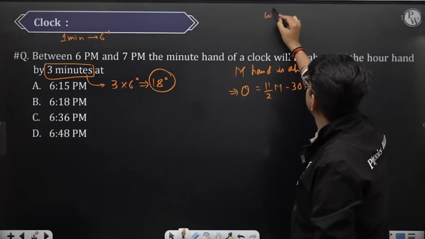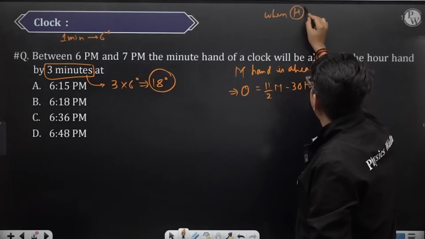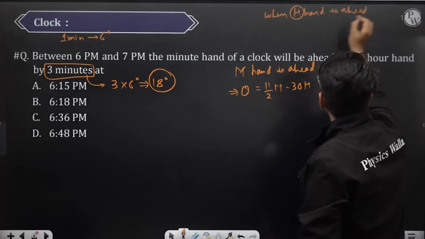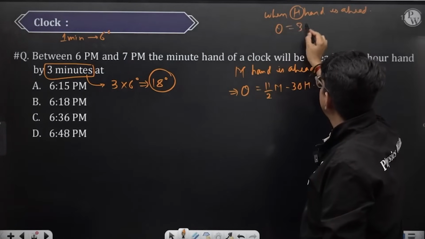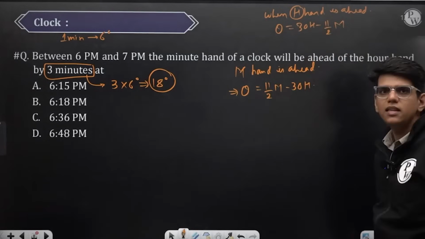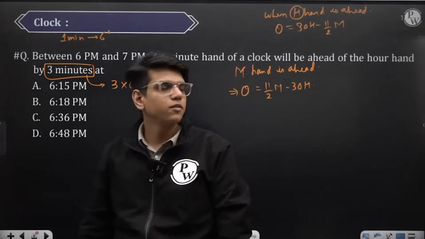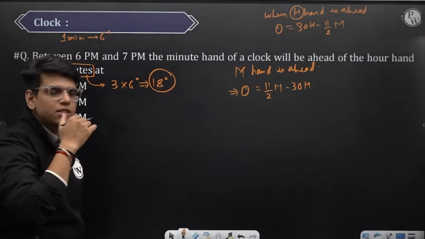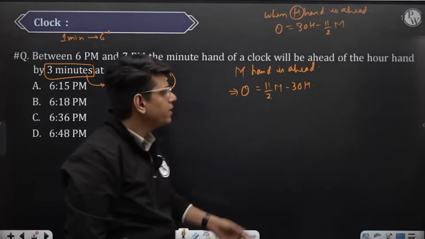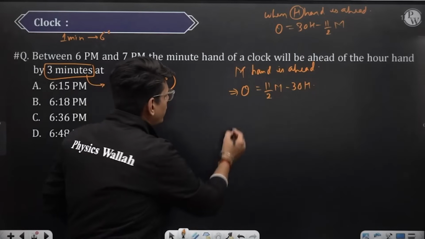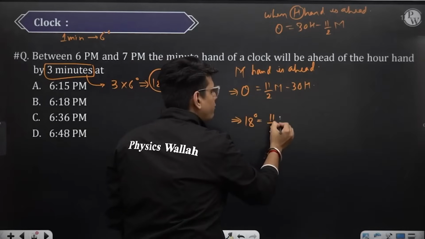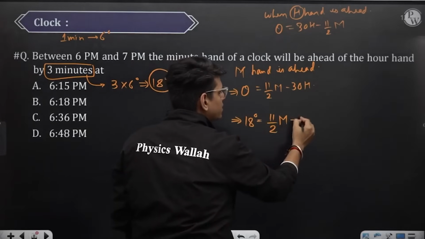Okay, when our hand is ahead, to avoid the confusion use this formula. 30h minus 11 by 2m, whichever is ahead place the variable first, right? First use hour hand, when hour hand is ahead 30h minus 11 by 2m, when the minute hand is ahead use this. So here the question becomes 18 degrees equals 11 by 2, we have to find the minute when this happens, minus 30.